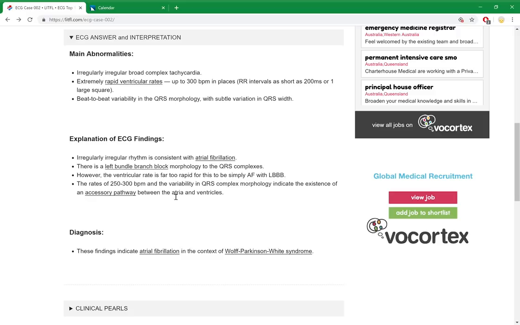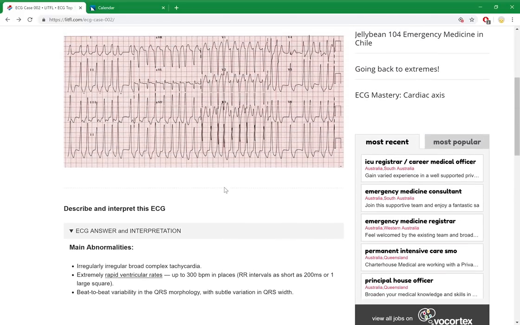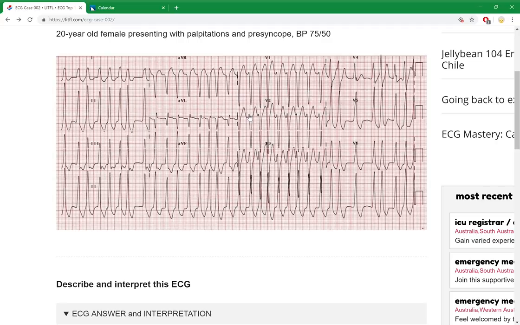Where were we? The rates of 250 to 300 and the variability in QRS complex morphology indicate the existence of an accessory pathway between the atria and ventricles. So remember, Wolf Parkinson White is when there's the bundle of Kent instead of the AV node, or in addition to the AV node. And these rapid, random-like atrial depolarizations, or fibrillations I should say, that are causing AFib are able to go through that bundle of Kent.